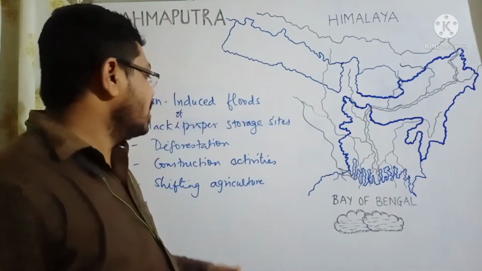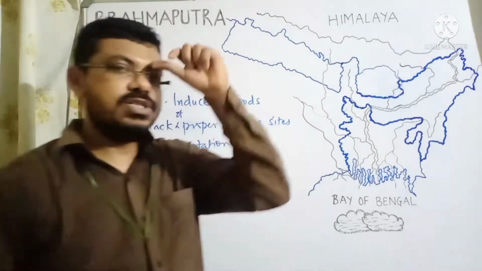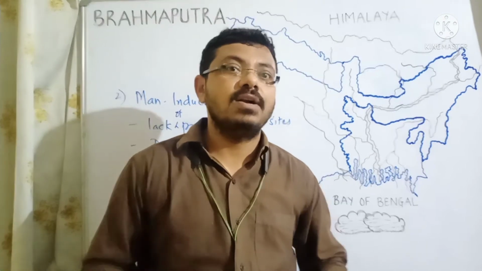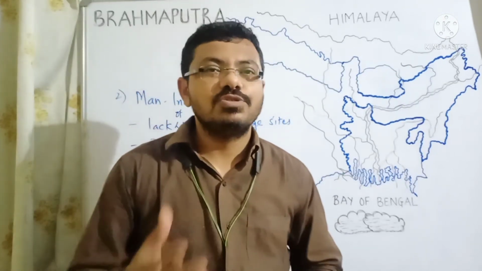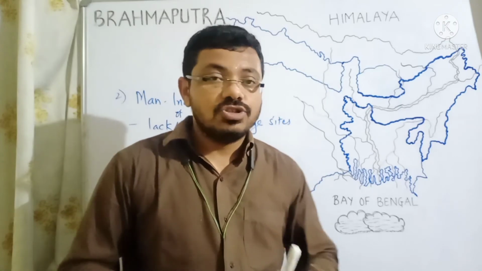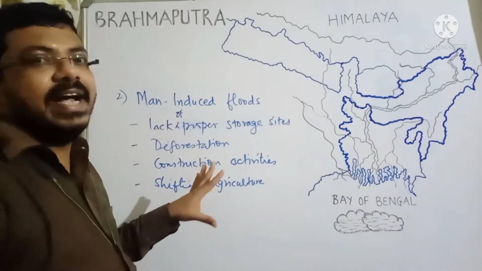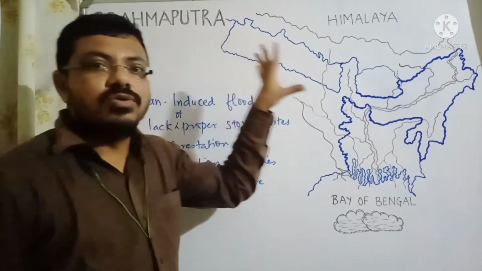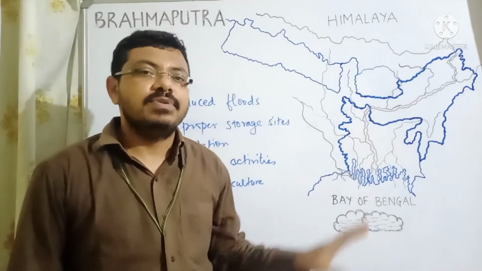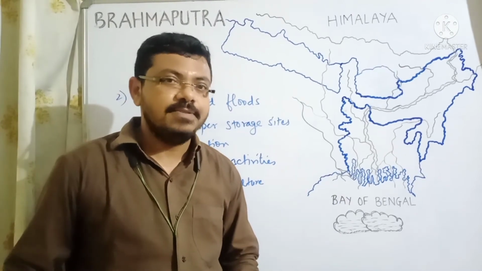And shifting agriculture can be connected to deforestation. Shifting agriculture is also a part of deforestation only, because some patch of land is cleared, right? So this is our second idea, explanation and evidence of the causes of flooding in river Brahmaputra, right?